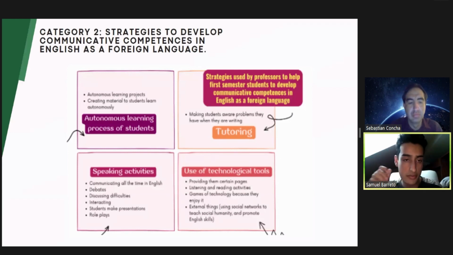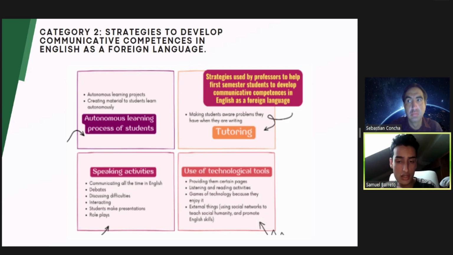Okay, so as I said before, the second category that we built for this investigation was strategies to develop communicative competences in English as a foreign language. We gather both the strategies used by professors and students. So in this graphic, we present the strategies that professors use in order to help students to overcome those difficulties.